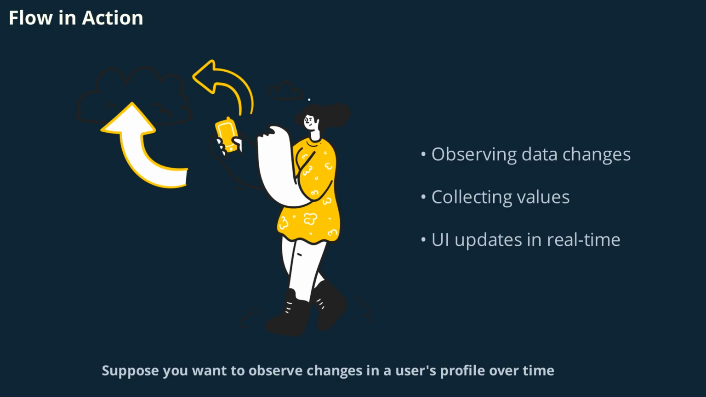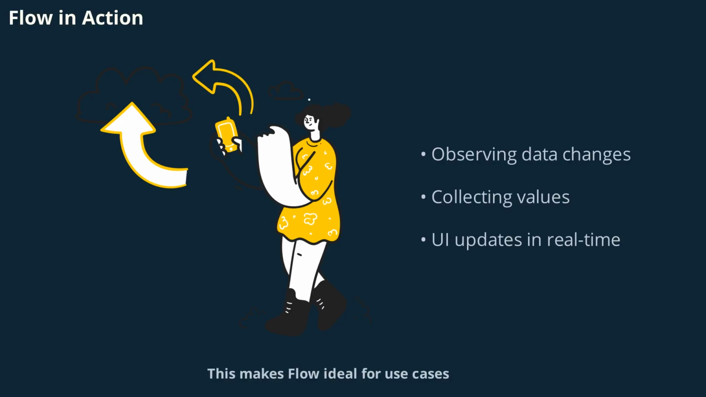Suppose you want to observe changes in a user's profile over time or listen to a stream of search results as the user types. Flow lets you handle these scenarios elegantly. You can collect values as they are emitted and update your UI or logic accordingly. This makes Flow ideal for use cases where data changes frequently or arrives in batches.